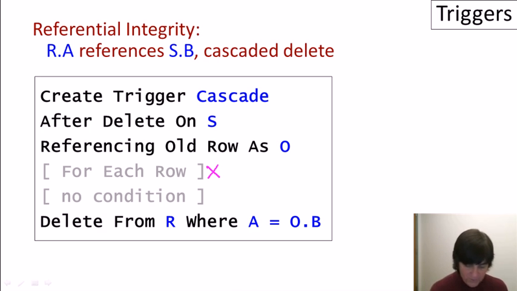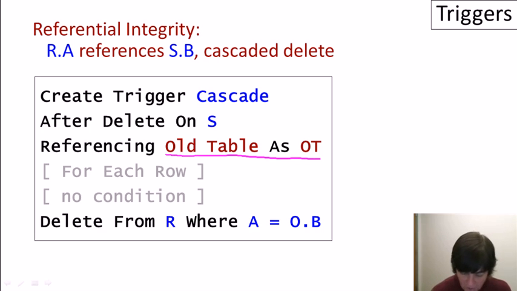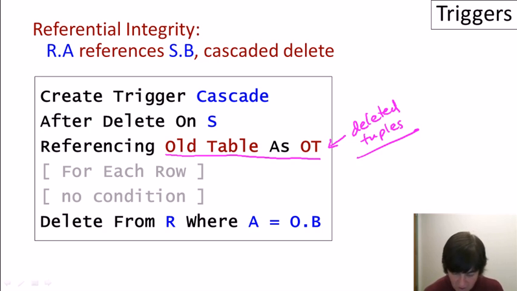So now I've taken away "for each row," and let's look at what changes we need to make. Well, first of all, we don't have old row anymore. As I mentioned, for statement-level triggers, we only have old table. So now we're going to set up a variable called OT that's referencing old table. And remember, this is going to contain the set of deleted tuples. It's not the old value of the table, but just the value of the tuples that have been deleted.